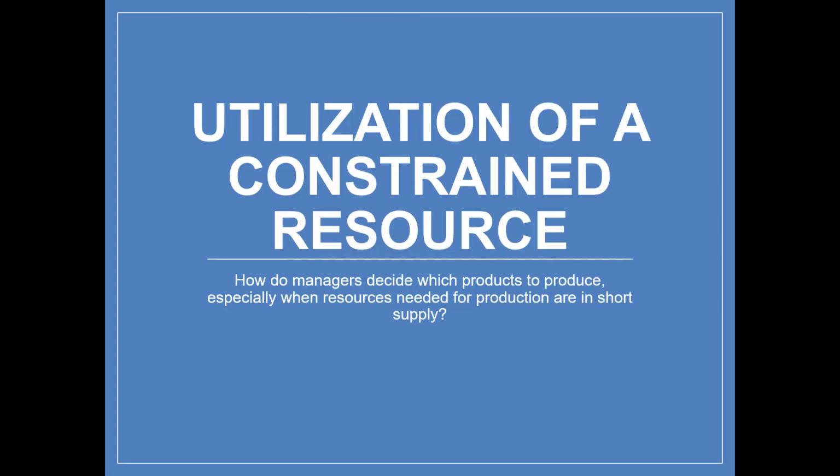Now, the last two decisions we'll look at are interrelated. The first one, utilization of a constrained resource. What we're looking at here is how do managers decide which products to produce, especially when resources needed for production are in short supply.